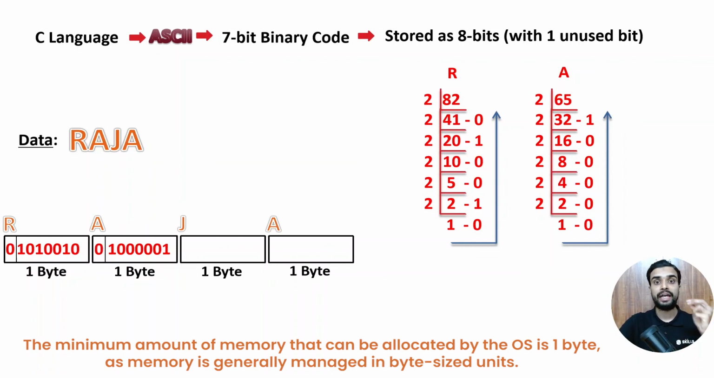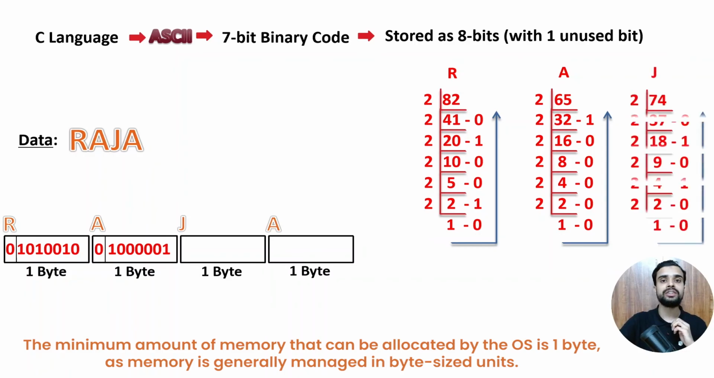Moving on to the next character, which happens to be J. This is how the conversion would be done. And once again, we have got 7 bits of binary code, and we have to pad the unused bit with a 0 like this. And since the last character happens to be the same repetitive character A, we know how its binary equivalent is going to look.